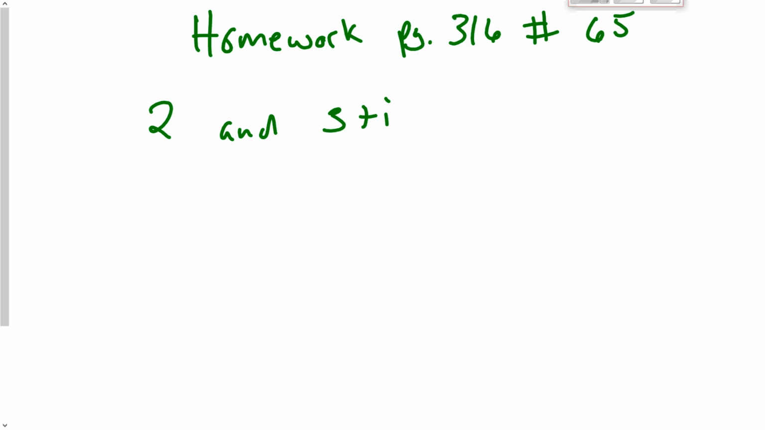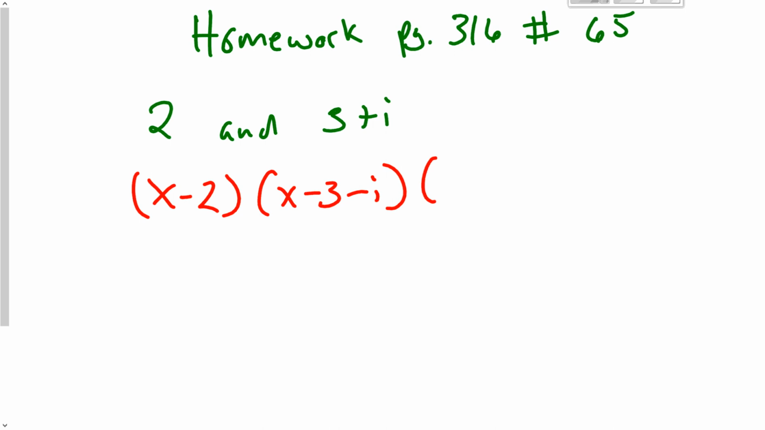Okay, so here's your homework problem on page 316, number 65. Here are your zeros, 2 and 3 plus i, and you're supposed to find the polynomial. Okay, so you could work through this. I'm going to go ahead and do it now. So I list my factors, x minus 3 minus i. Then I write the conjugate of the complex, x minus 3 plus i.